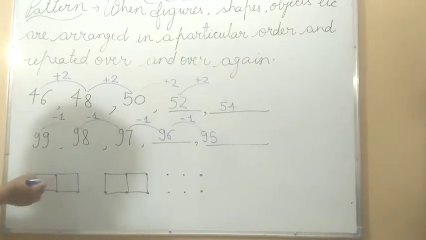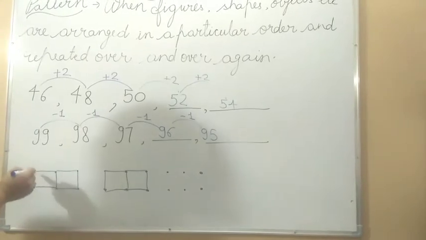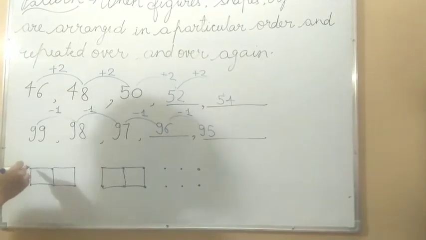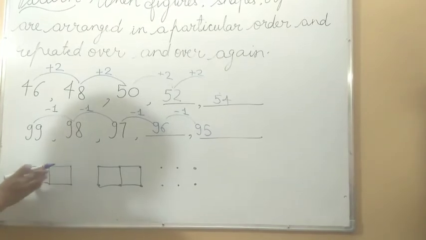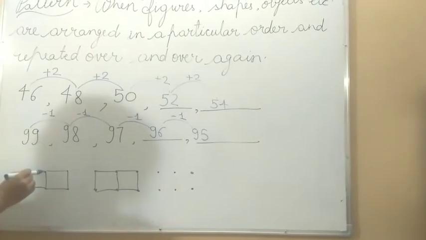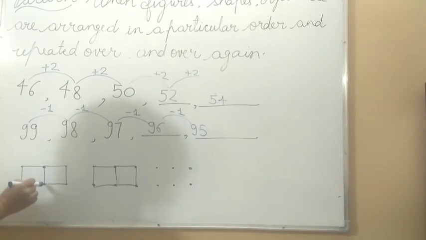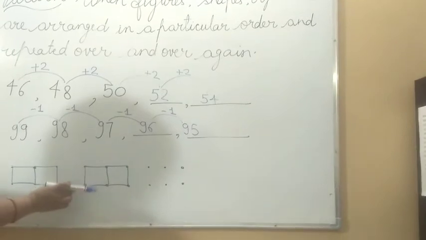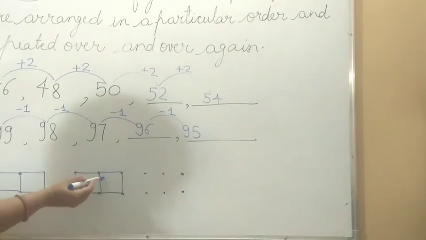Now look at these figures. Here some dots are given and you have to join these dots and complete these figures. What is here? 1, 2, 3, 4, 5, 6. In 6 dots, 2 squares are made by joining them. From this dot to this dot, they are making 2 squares here. Now from here to here, and look here, there is a gap also. Now again they are making 2 squares by joining dots.